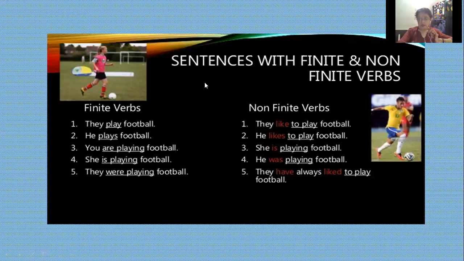Now here we can see more examples of sentences with finite and non-finite verbs. They play football, they like to play football. He plays football, he likes to play football. You are playing football, she is playing football. He was playing football, they were playing football, they have always liked to play football. So here you can see the difference between finite and non-finite verbs.